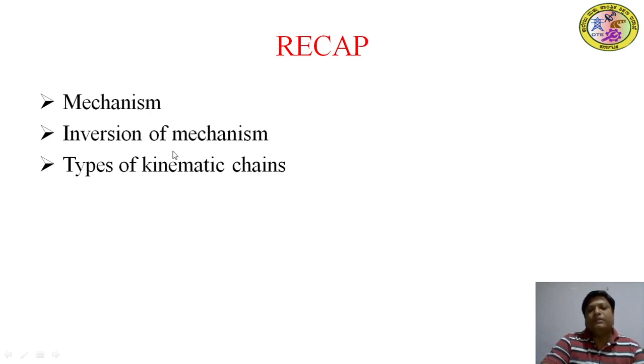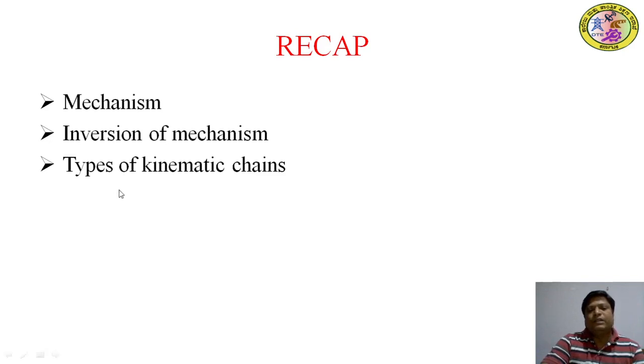Next, inversion of mechanisms. Here any one of the links is fixed in a kinematic chain, so we obtain mechanisms, but each time a different link is fixed. Fixing a different link to obtain different mechanisms is known as inversion of mechanisms. The relative motion between the links remains the same, but the absolute motion changes drastically in inverse mechanisms.